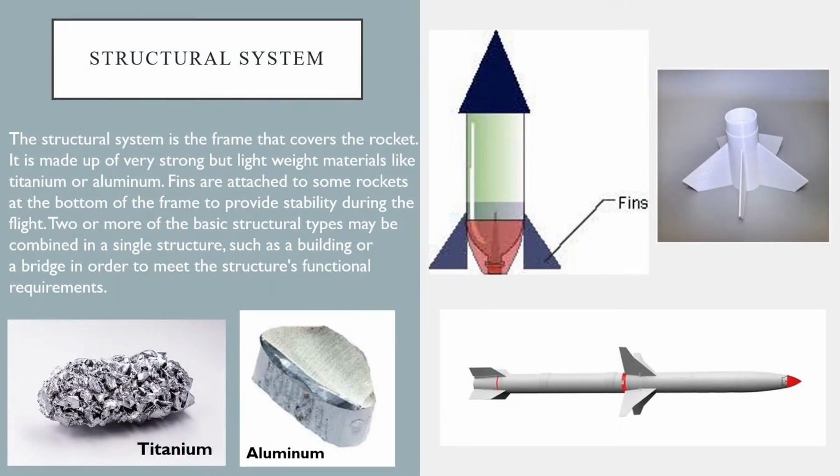Structural system. The structural system is the frame that covers the rocket. It is made up of very strong but lightweight materials like titanium or aluminium. Fins are attached to some rockets at the bottom of the frame to provide stability during the flight. Two or more of the basic structural types may be combined in a single structure, such as a building or a bridge, in order to meet the structure's functional requirements.